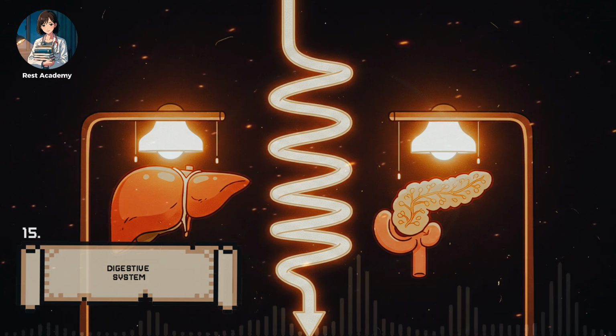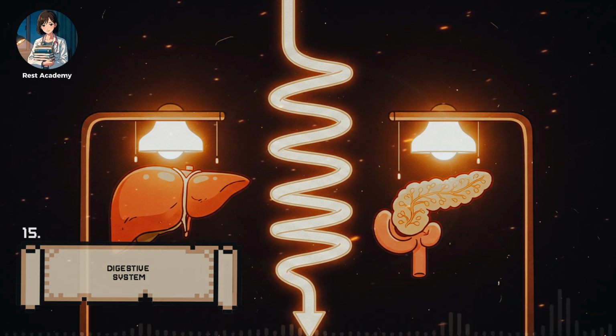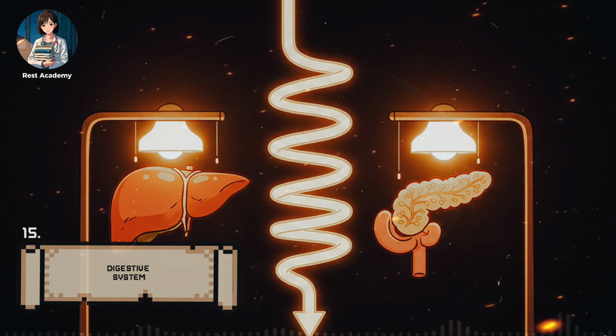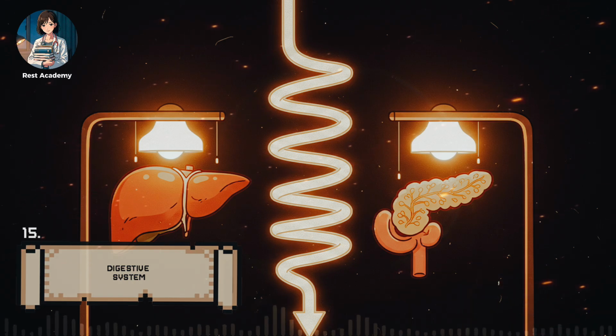Greater omentum drapes from stomach, rich in fat and lymphatics, playing immune and protective roles. Lesser omentum links stomach and liver. Retroperitoneal organs: duodenum except first part, pancreas except tail. Ascending and descending colon lie behind peritoneum.